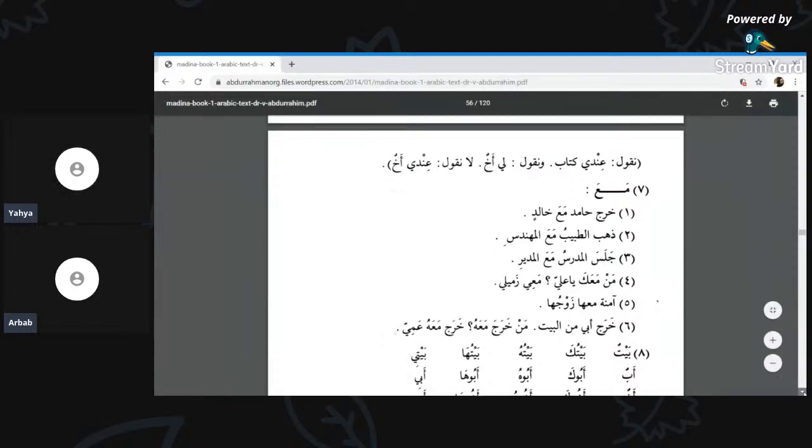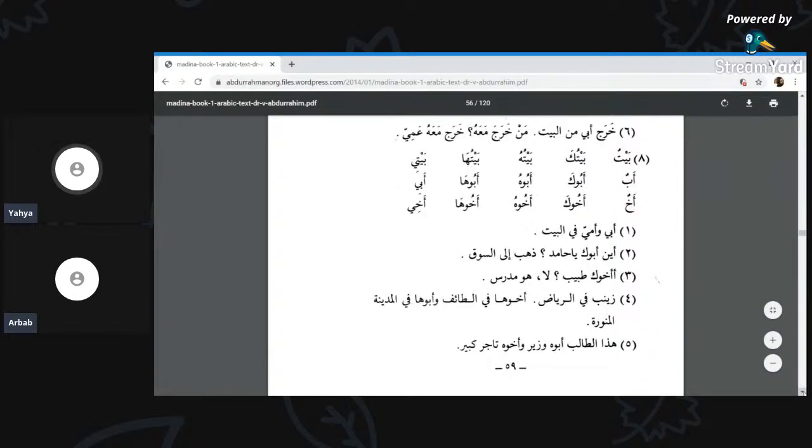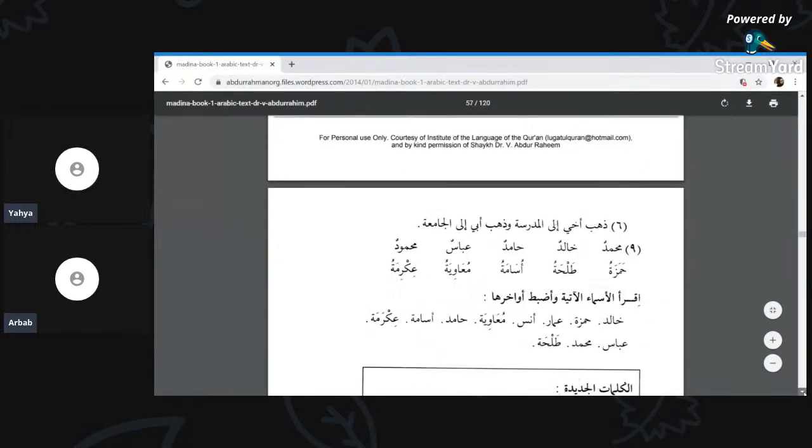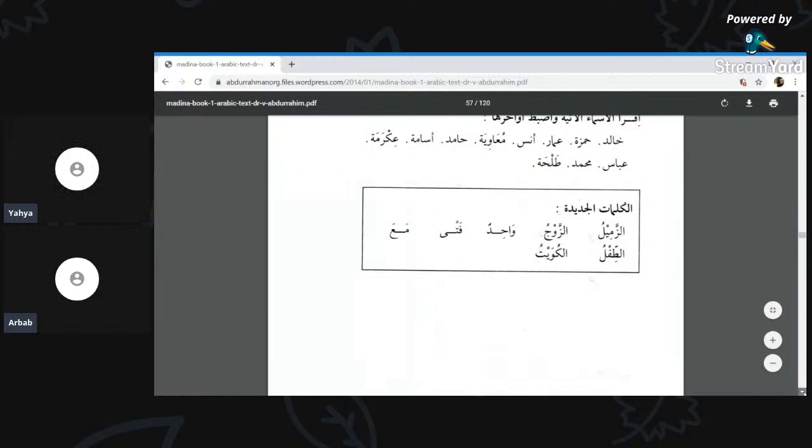Okay. More exercises, basically going through the pronouns. Okay. All right.